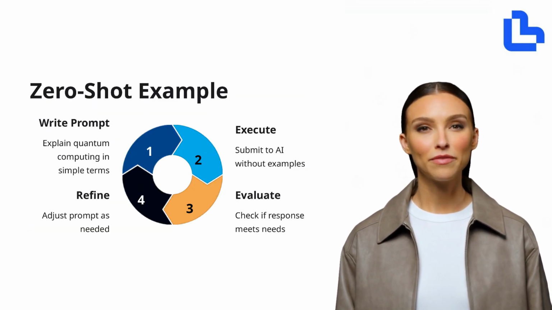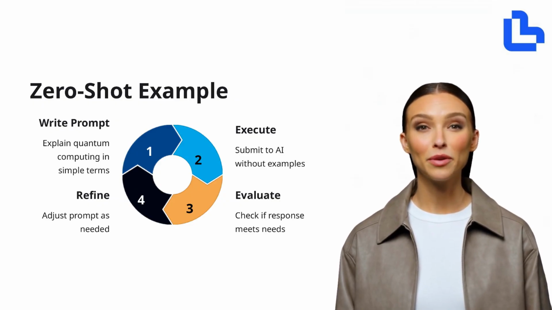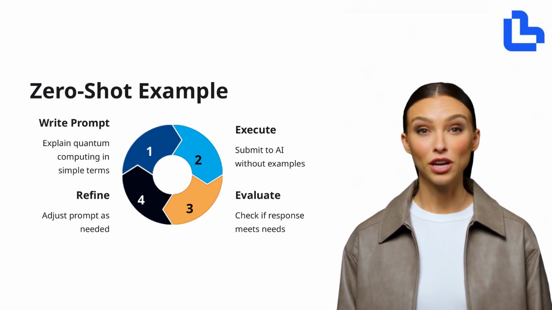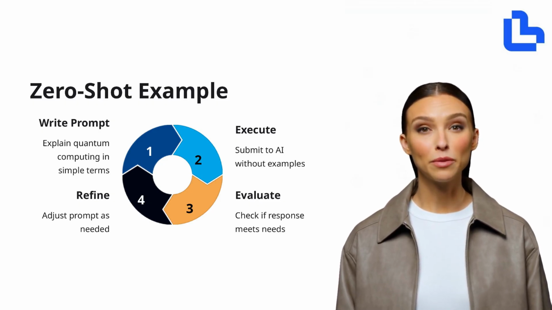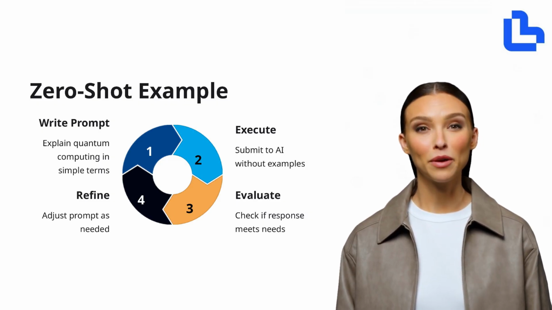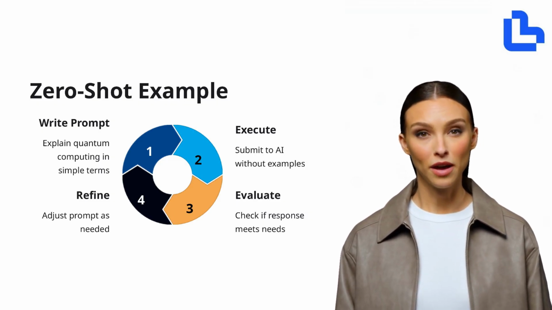Now, let's take it a step further with few-shot prompting, a technique that gives the AI a few examples to learn from before it generates a response. This is especially useful when you want more control over the style, tone, or structure of the output. Think of few-shot prompting like onboarding a new team member by showing them a few examples of completed work. Instead of just telling them what to do, you demonstrate it. The AI picks up on the patterns and mimics them in its response.